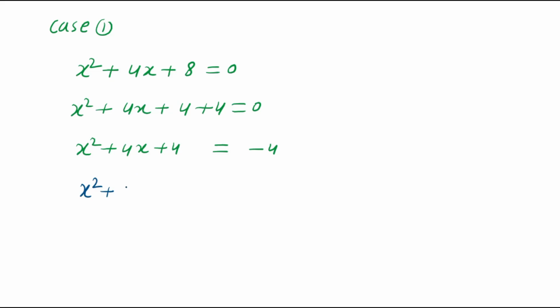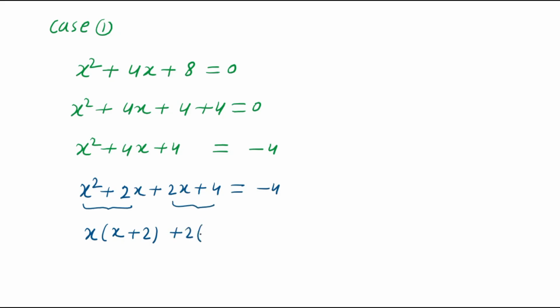x² + 4x is x² + 2x + 2x + 4, and this equals -4. Look carefully at the first two terms. If we take x common, then x²/x gives x, and 2x/x gives 2. And look carefully at the last two terms. If we take 2 common, then 2x/2 gives x, and 4/2 gives 2, and this equals -4.